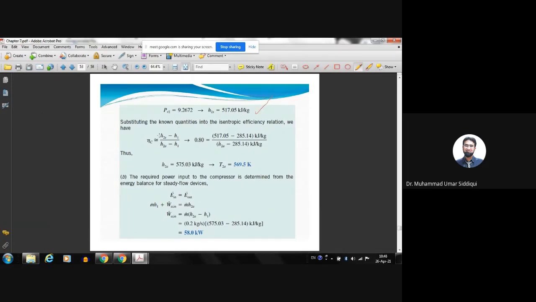in this step, then we're going to substitute the values into the equation for isentropic efficiency of the compressor. Then we have everything in it except for H2A, so we're going to get H2A. Once we have H2A, we're going to go back into the table with 575.03.